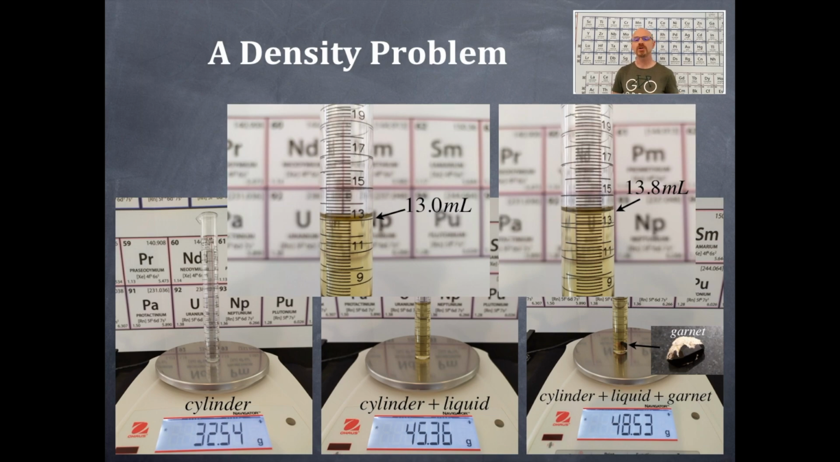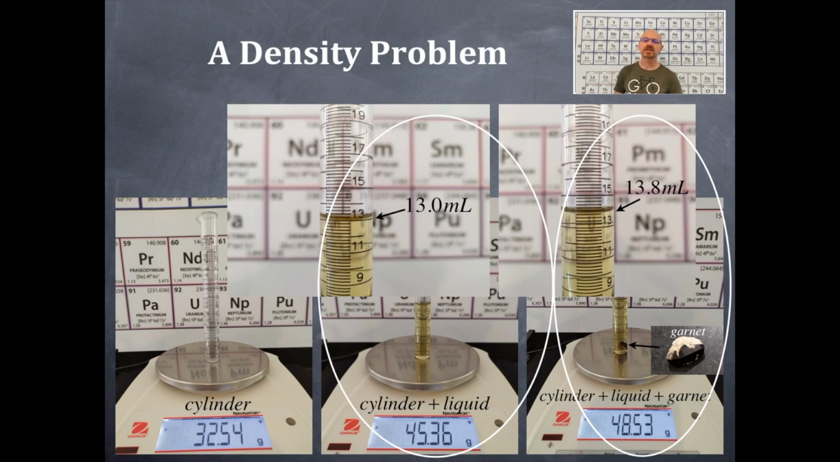I want you to circle the two situations you are using to determine the density of the garnet. All right, there they are. We are not using the empty graduated cylinder by itself. We are using the graduated cylinder with the aqueous solution in it, and the graduated cylinder with the aqueous solution and the garnet. We're going to get the mass of the garnet from the difference in masses, and the volume of the garnet from the difference in volumes. This is a volume displacement method. Hopefully that makes sense for you.